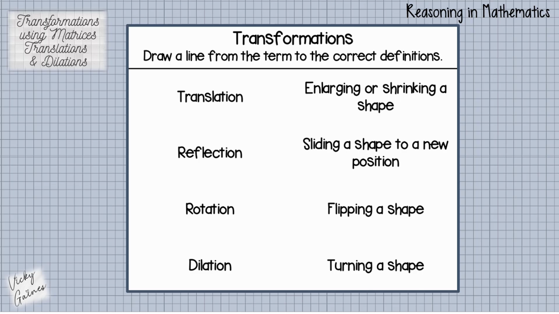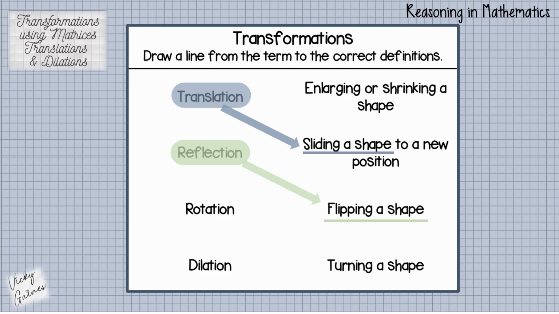Transformations. Draw a line from the term to the correct definitions. I did arrows. So translation is sliding a shape. So those are going to match up. A reflection is where you're flipping the shape. Those match up. Rotation is turning a shape. And a dilation, you're either enlarging or shrinking the shape.